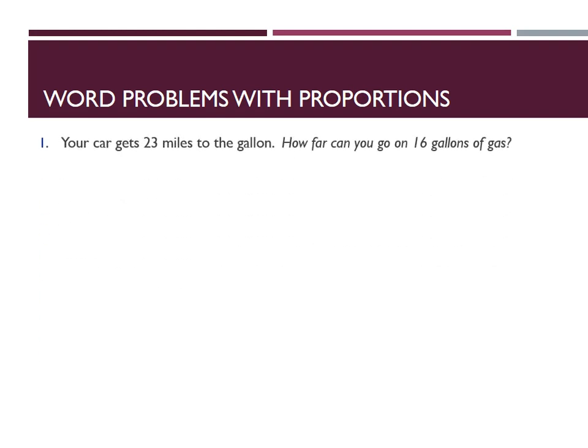Okay, some word problems you might see with proportions. Let's say your car gets 23 miles to the gallon. So that means 23 miles per, which you can do division, per 1 gallon. And I want to know how far you can go on 16 gallons. So you can set up a proportion here, which means a fraction equals a fraction. But just make sure you're consistent. So if you have miles on top there, you're going to put miles on top here. If you have gallons on bottom, you put gallons on bottom.